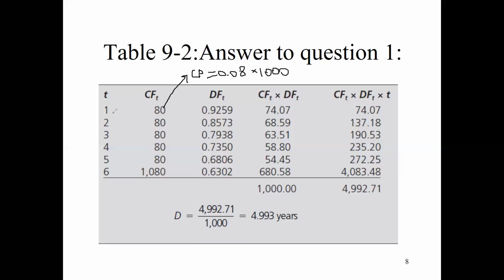So we have 6 years, and all the payments are equally the same. It's annual. It's not monthly, it's not quarterly, it's not semi-annual, it's annual. So every year we have $80. But at the end of the 6th year, we have $1,080, which means this is the face value plus the coupon payment itself, which is 1,000 plus 80.